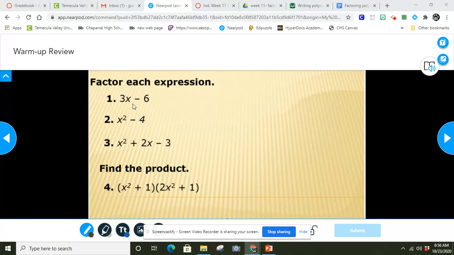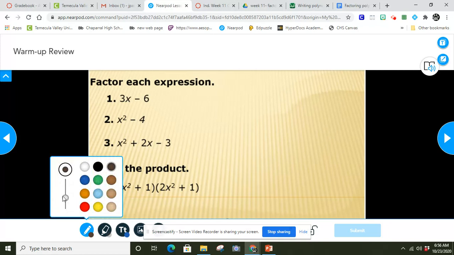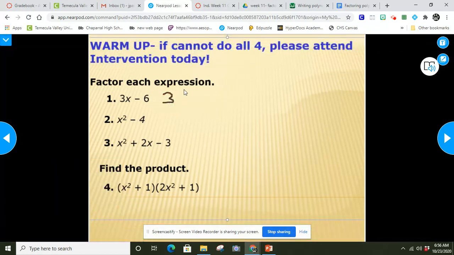Number 1, 3x minus 6. That is a linear polynomial, and I can factor out a 3. So put the 3 on the outside, you're left with x minus 2. So now it's in factored form.